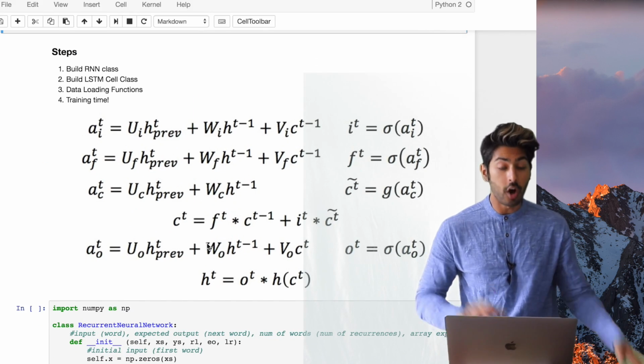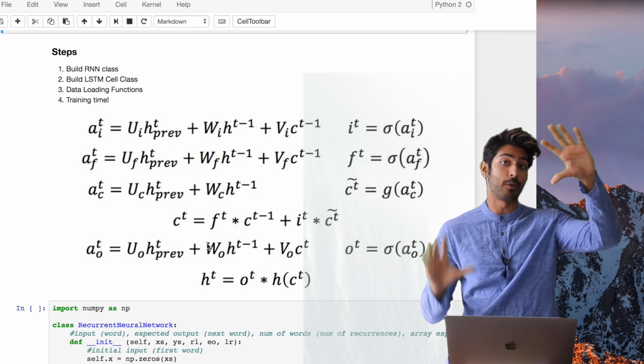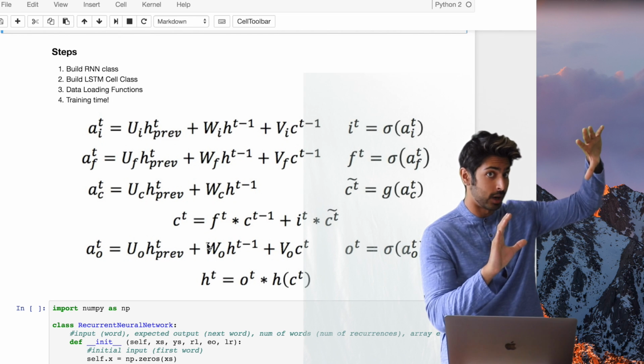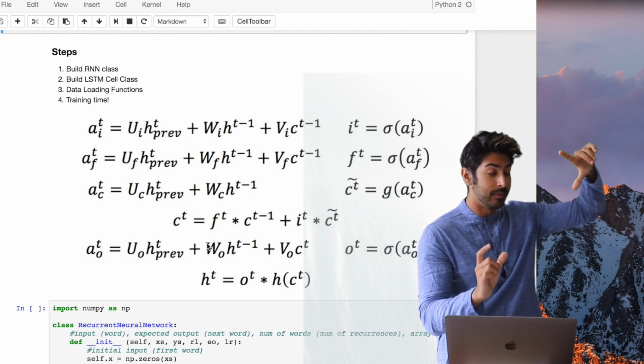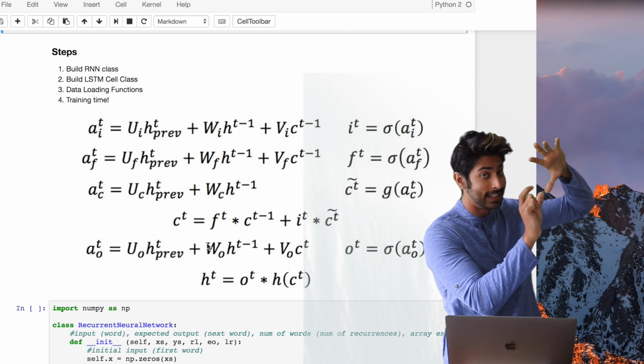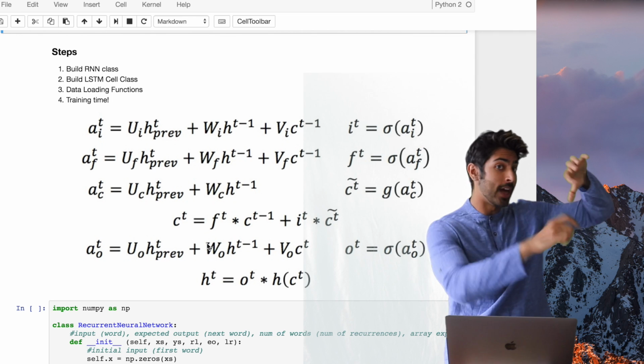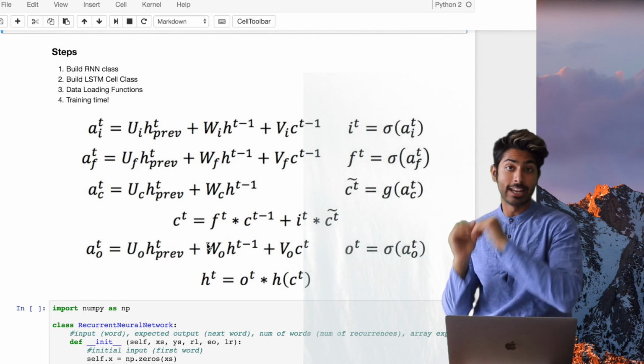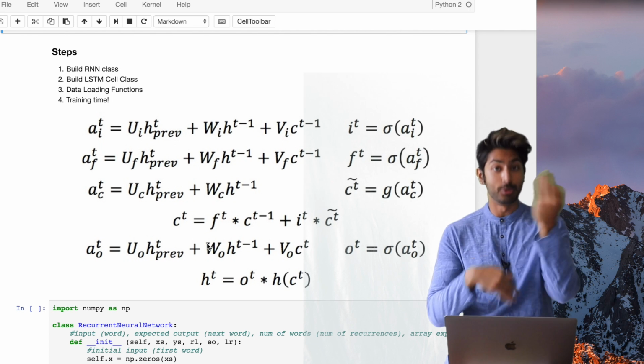Definitely check that out. And so our steps are going to be to look at the recurrent network class. So we'll have a recurrent network class, plain old recurrent network, and we're going to use an LSTM cell instead. So we're going to replace it. And then we'll build that LSTM class, and then our data loading functions for our text, and then we'll train our model.